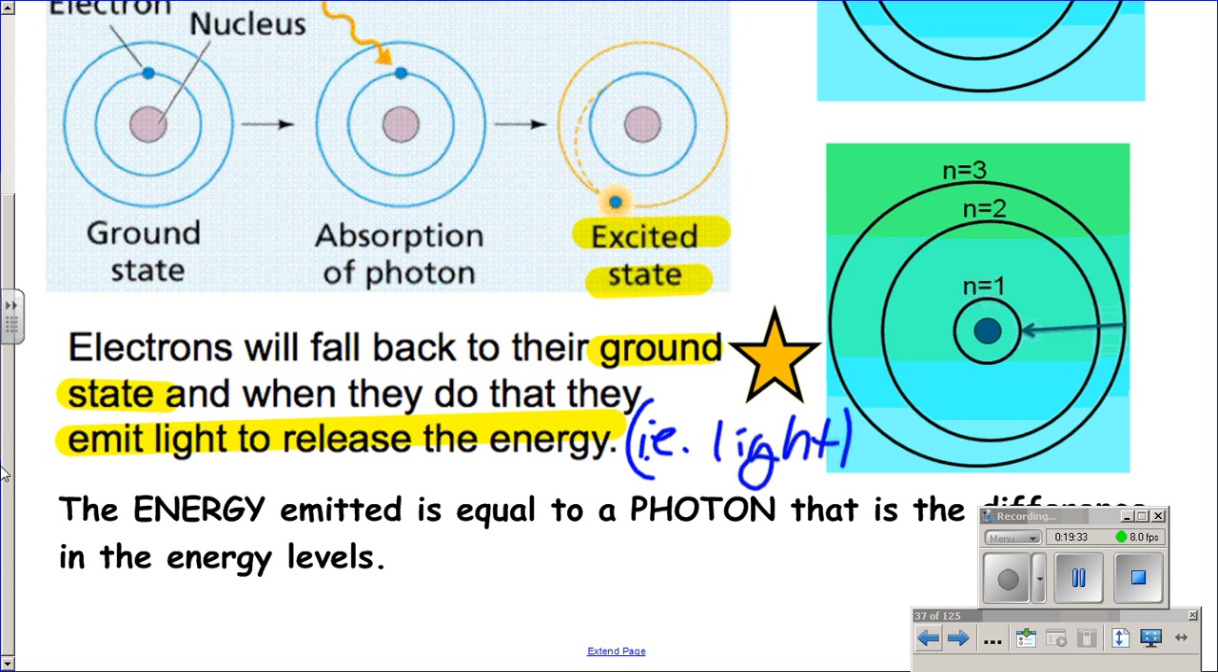And if it's really energetic light, then it's purple. And if it's really lazy light, low energy light, it's red.